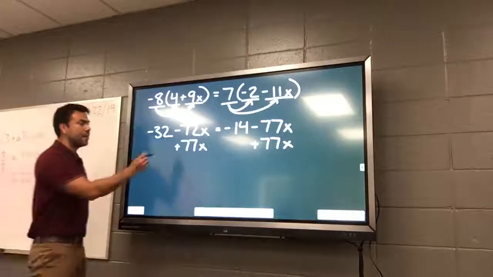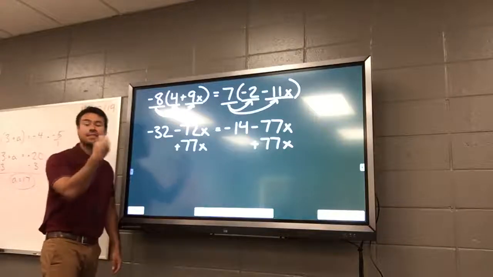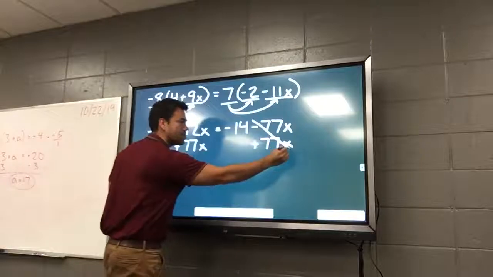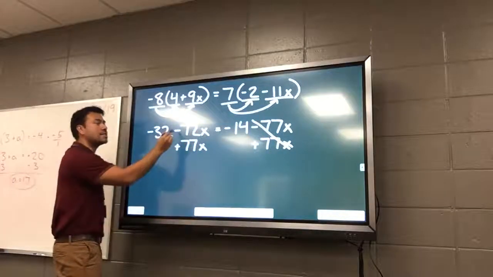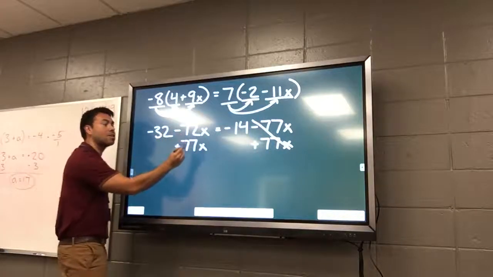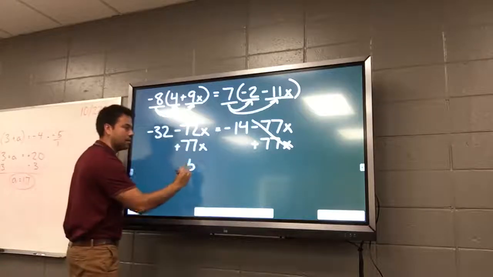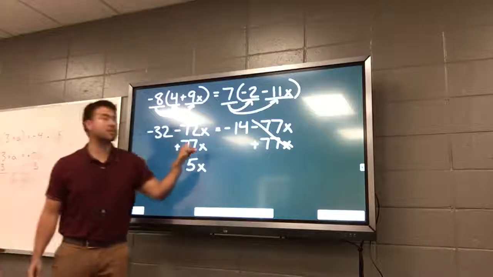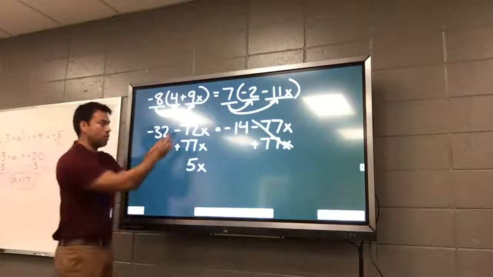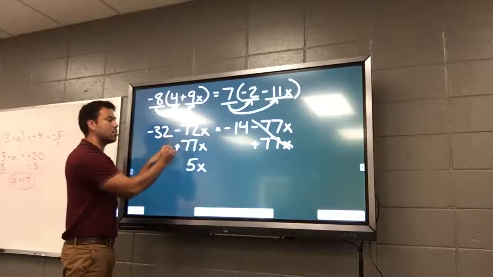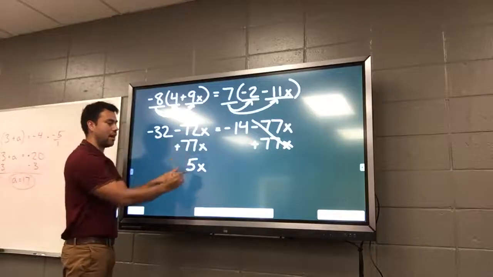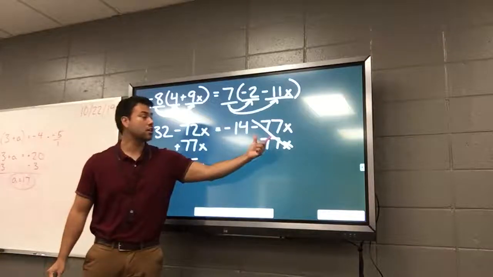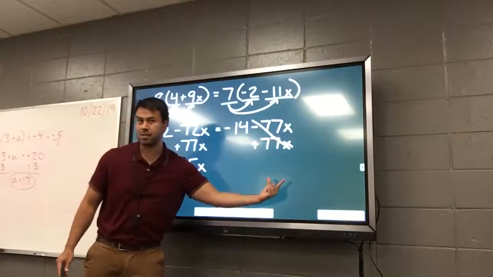No. Okay, I did adding of 77x. Because what happens, all right, this cancels out. We get that part. But what's negative 72x plus 77x? 5x. If you would have added 72x to both sides, you would have ended up with negative 5x. And you guys don't like negatives.